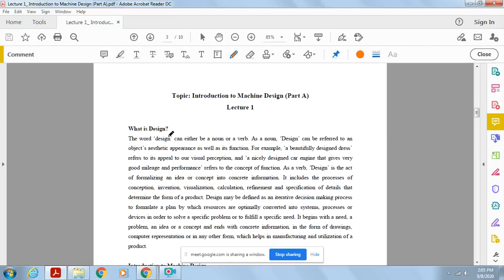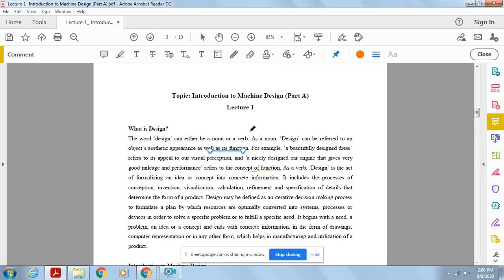First of all, we have to know what is design. The word design can either be a noun or a verb. As a noun, design can refer to an object's aesthetic appearance as well as its function. That means how the object looks. This aesthetic appearance or aesthetic beauty refers to the term design. For example, a beautifully designed dress refers to its appeal to our visual perception, and a nicely designed car engine that gives very good mileage and performance refers to the concept of function.